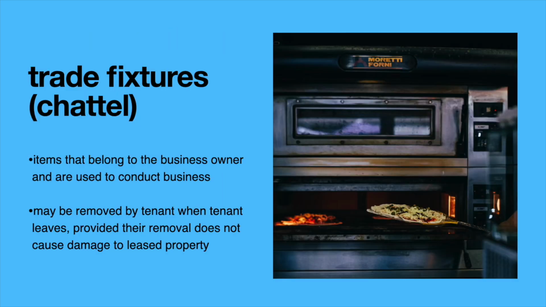Trade fixtures, chattel, are items that belong to the business owner and are used to conduct business, such as an oven in a restaurant. They may be removed by the tenant when the tenant leaves, provided their removal does not cause damage to the leased property. Pizza Hut can take their pizza oven, as long as it doesn't mess up the property.